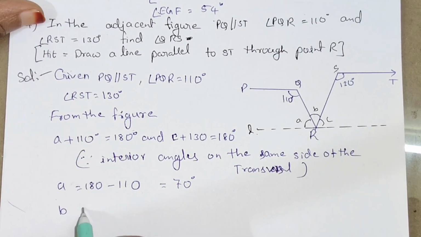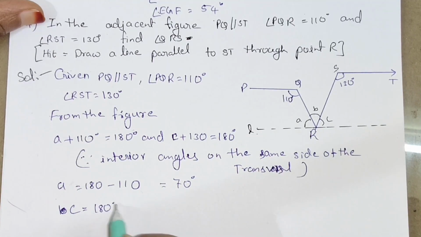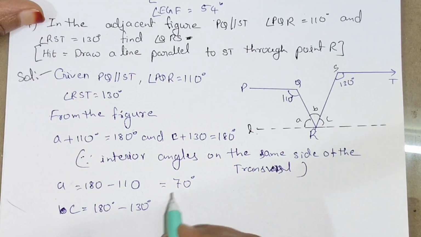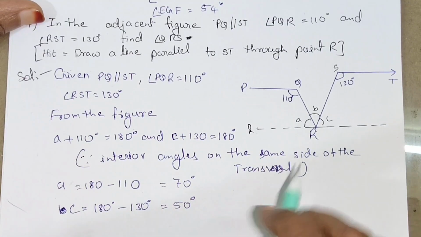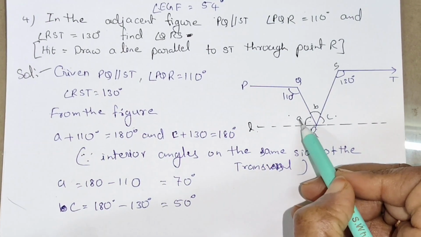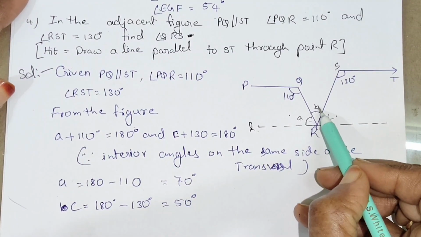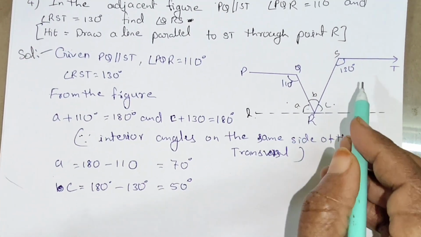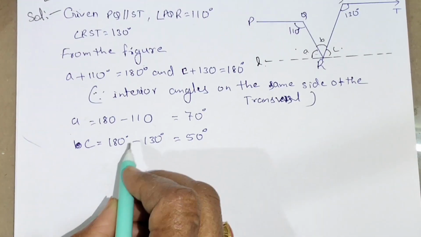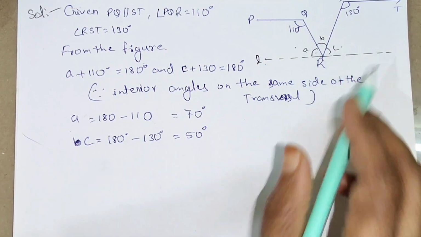Next C equals 180 minus 130, which is 50 degrees. Now we know the A and C values, and we find the B value. Here L is a straight line. L is a line, which means A plus B plus C equals 180.